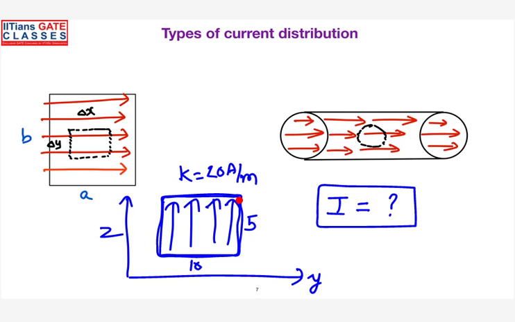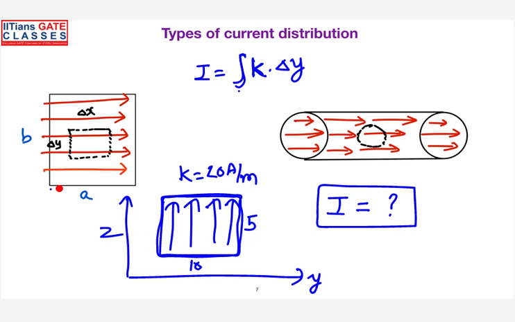Why is it 100? K into 10, exactly. As I have seen in the previous case also, the value of I is nothing but the line integral of K into delta Y. So always you have to integrate the surface current where the limits you apply should be perpendicular to the current, right?